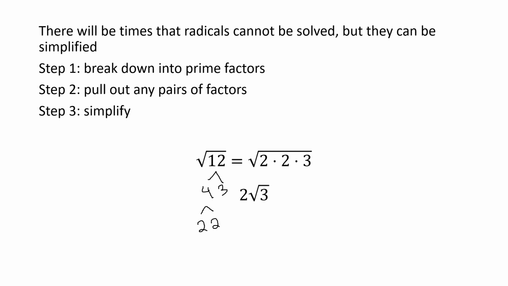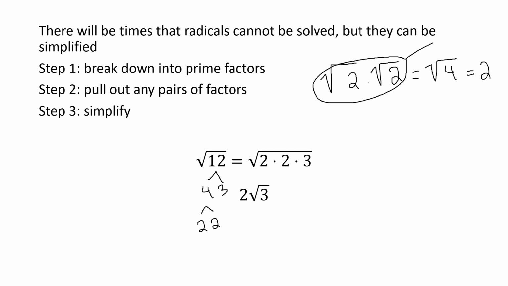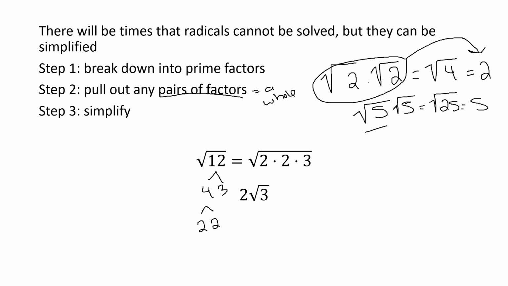So here's the thing. If I have the square root of 2 times the square root of 2, what I get is the square root of 4, which is 2. So any pair of radicals pulls out as one whole. Any pair of factors pulls out as a whole. If I have the square root of 5 times the square root of 5, that is technically the square root of 25, which is 5. The pair pulled out as one whole.